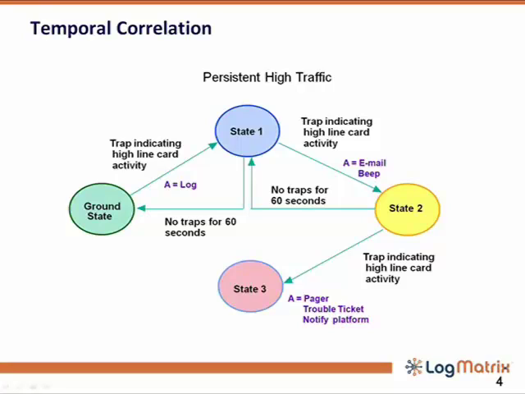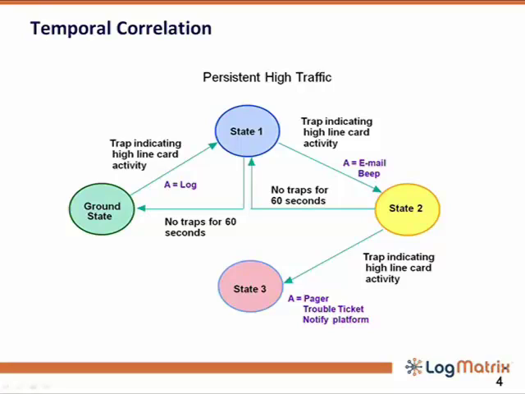The second possibility comes from state 1 and goes back to ground. And the action that's causing its trigger to fire is no traps for 60 seconds. In other words, after a 60-second timer, if I haven't received any more traps to take me out of state 1, this trigger will fire and it will take me back to ground, removing the alarm from memory.